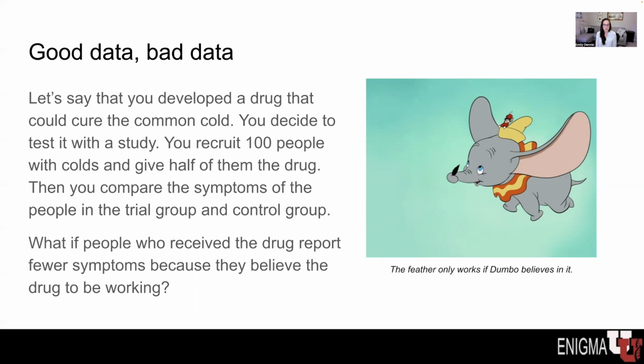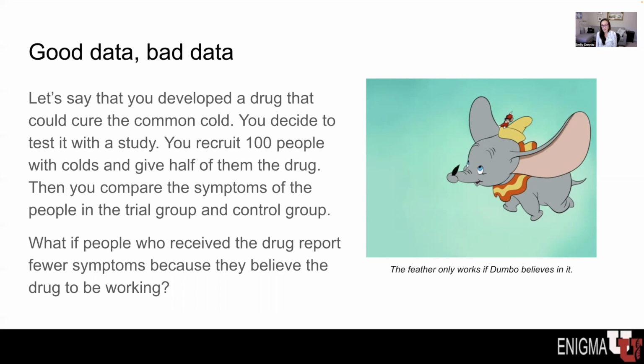So if people who received the drug report fewer symptoms, can you be really excited that you found something significant? Maybe, but it could also be because people believe that the drug is working. This is called the placebo effect, and we're going to talk about it more in the next lecture, where just the act of participating in a study can change people's behaviors, and people's expectations can also change outcomes. If somebody really believes that something is going to work, it might be more likely to work for them.